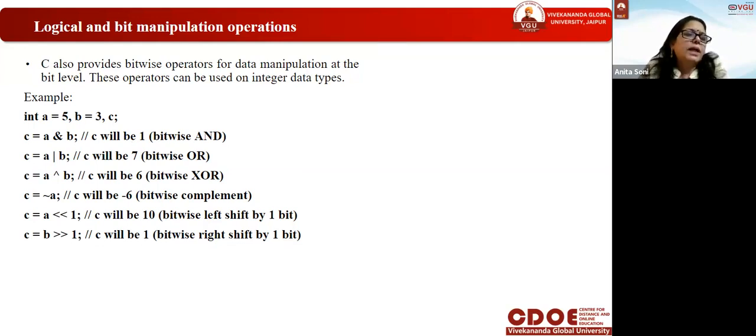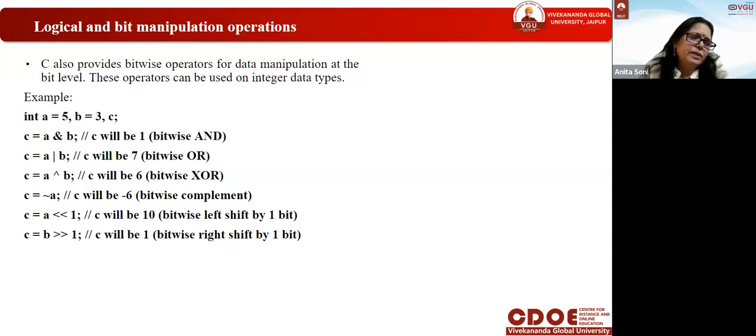In the bitwise AND operator, if both the values of A and B are 1 and 1, the result would be 1. If it is 1 0, 0 1, or 0 0, the result would be 0. So when you convert 5 into a binary number and 3 into a binary number, and then apply the AND operator, the result would be 1.